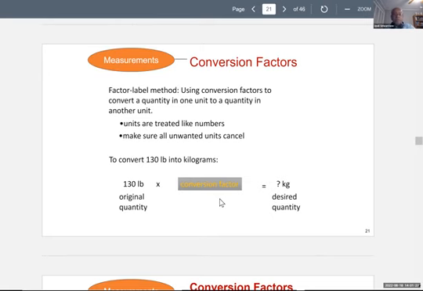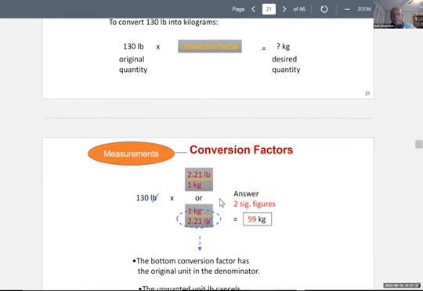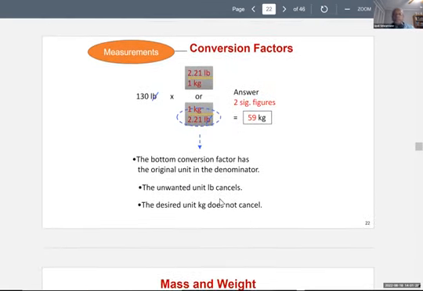Okay. So in the next slide, we gave you two choices. This is the first conversion factor where the pound is on the top. Second one is kilogram is on the top. To cancel this pound in 130, you need to pick the conversion factor where pounds is at the bottom. So when you do that, you get 59.